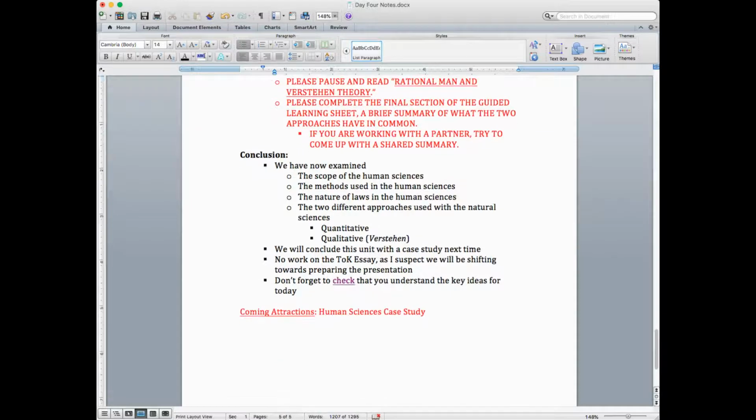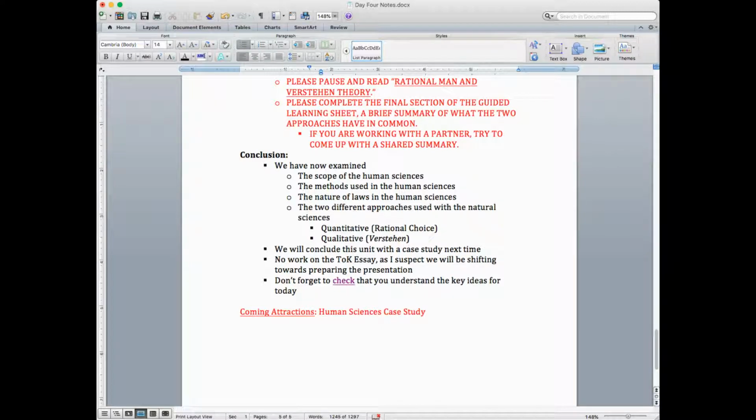Okay, we have now examined this. I'm talking now in the whole unit. We've examined the scope of the human sciences, the methods used in the human sciences, the nature of laws in the human sciences, and today the two different approaches used with the natural sciences, the quantitative approach, and I should put in here rational choice theory, and the qualitative Verstehen theory.